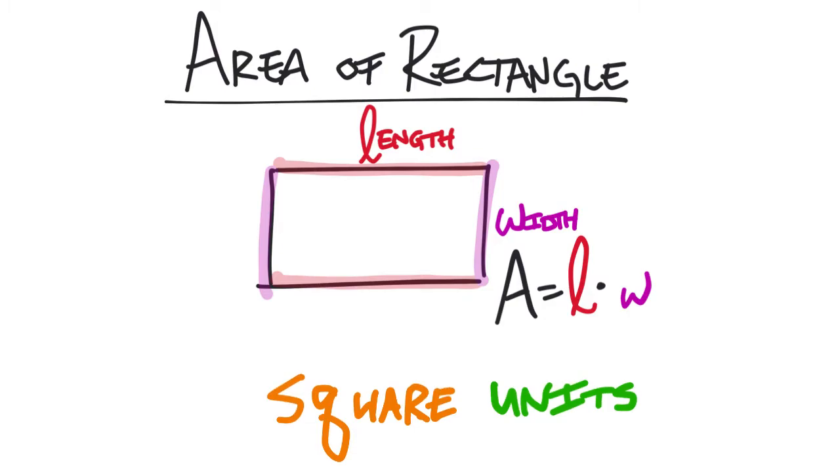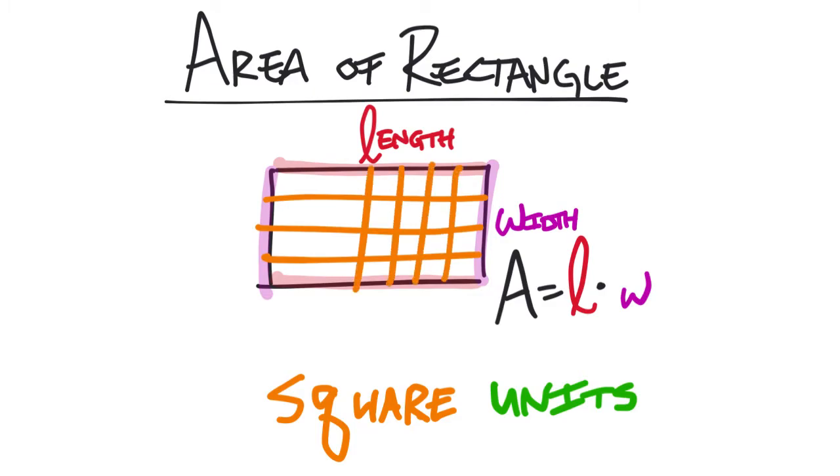Because when we say square units, it means that if you took this rectangle and split it up into squares, and yes, my drawing's not going to be exactly squares, but I tried. So if you counted how many squares there are, that would tell you how much area this rectangle takes up. So that's why we call these square units.